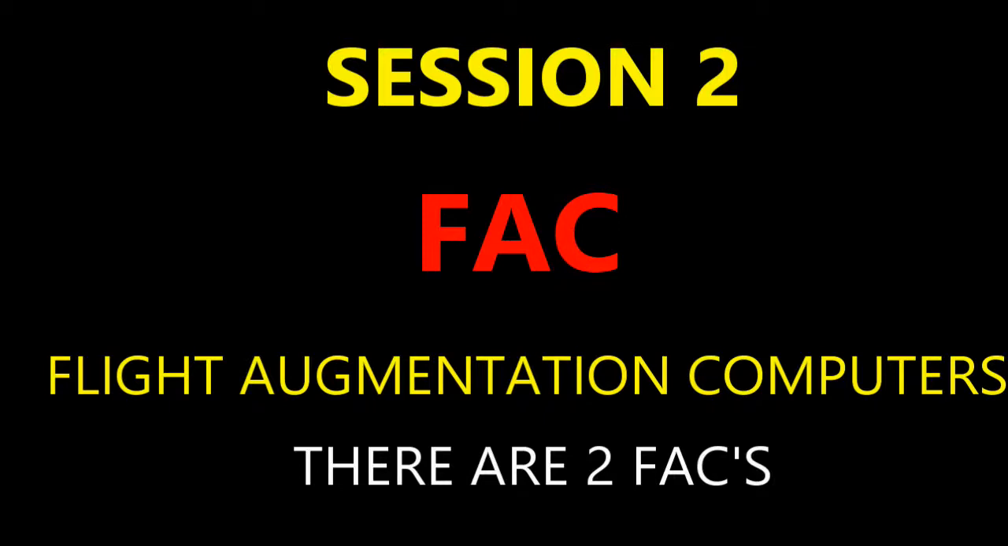So in normal operation, we have FAC1 data that's going to be displayed on the captain's PFD. And then we have the FAC2 data that's going to be showing up on the first officer's PFD. That's how that works.